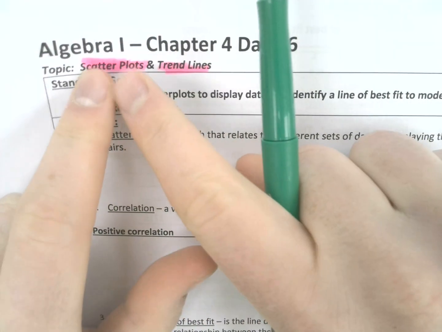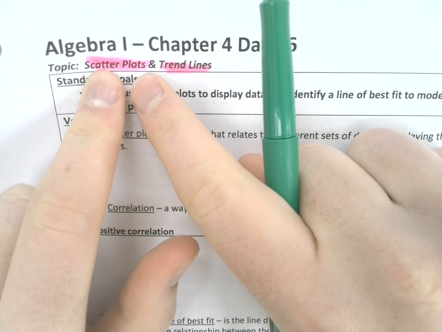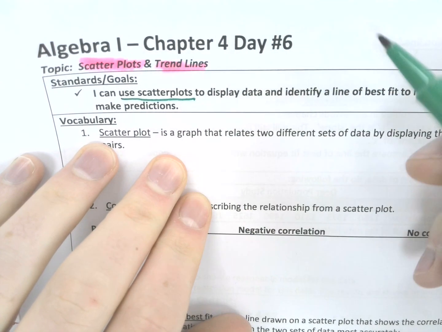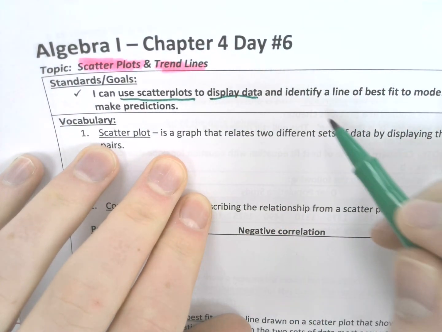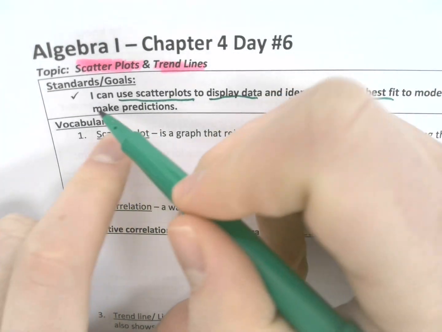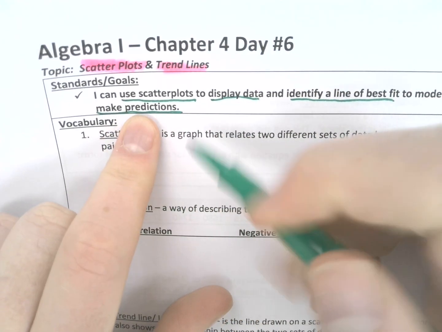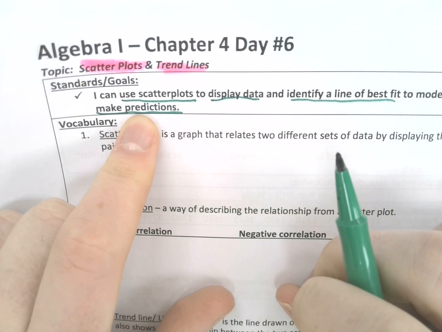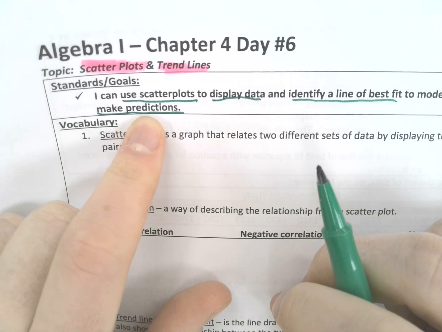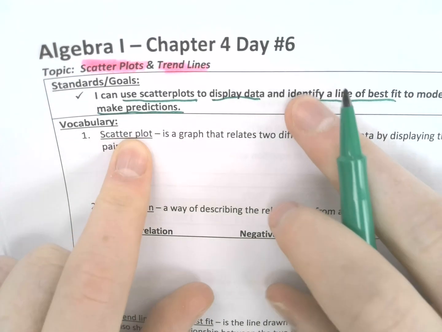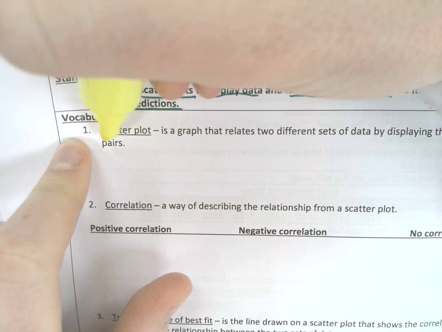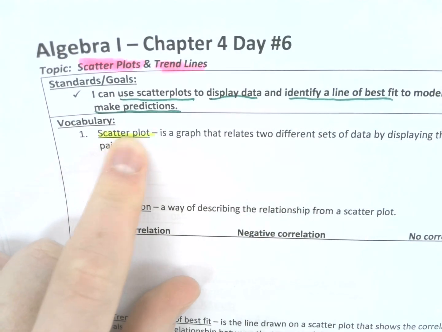Now, hopefully, you have seen scatter plots before, and you may have seen a trend line, but we're going to be able to use scatter plots to display data and identify a line of best fit that we can use to make predictions on the future of that data, what we can maybe see in the future based off how things are going. And so, speaking of scatter plots, hopefully everyone watching has dealt with scatter plots before.